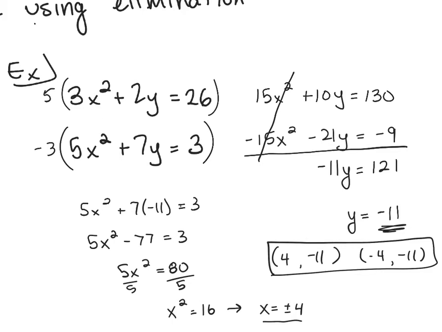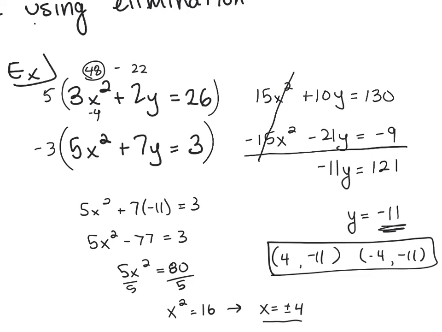So if x is 4 and y is negative 11, we have 4 squared, which is 16. 16 times 3 is 48. And then 2 times negative 11 is negative 22. 48 minus 22 is 26. And then if we had plugged in a negative 4 there, we also would have had 48. So both points satisfy that top equation.